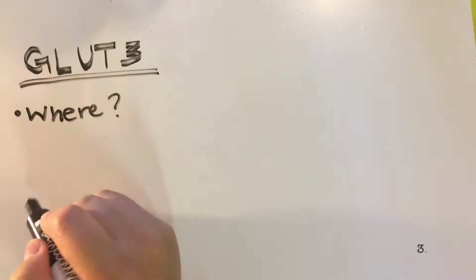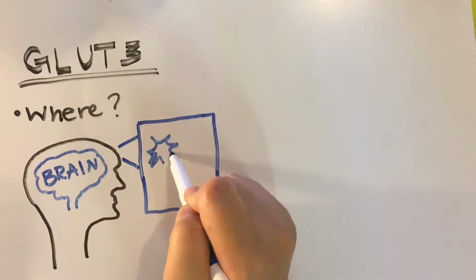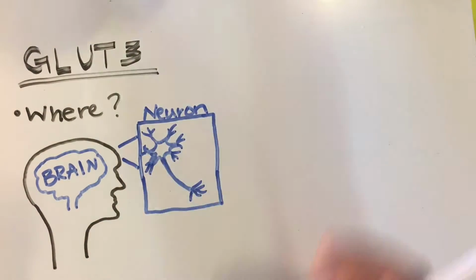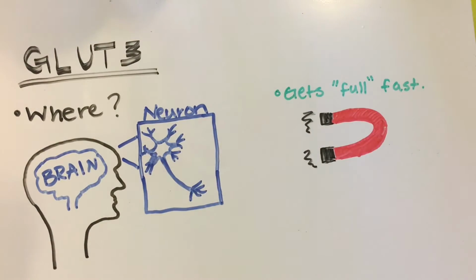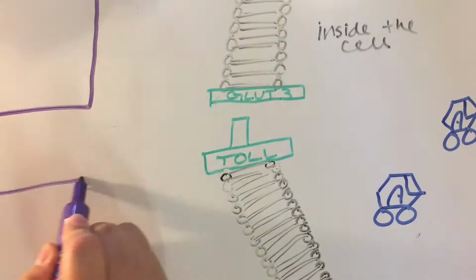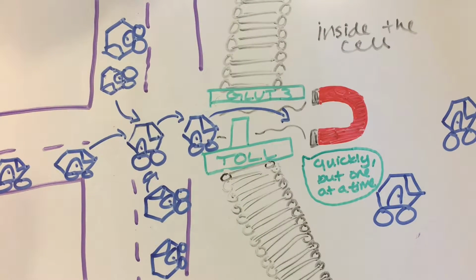Next, let's talk about GLUT3. GLUT3 is only present in the brain, more specifically, the neurons in the brain. GLUT3 gets full fast because GLUT3 has a high affinity to glucose. In other words, it attracts the glucose molecules more greatly than the other GLUTs do. So, GLUT3 would be the tunnel that gets a lot of traffic from the glucose trucks because GLUT3 is more attractive, due to the magnet pulling the trucks in.